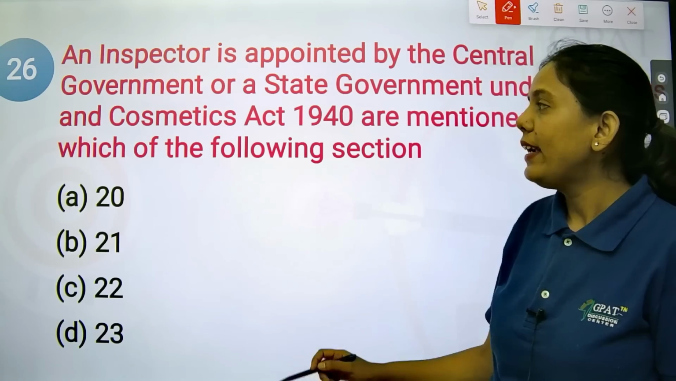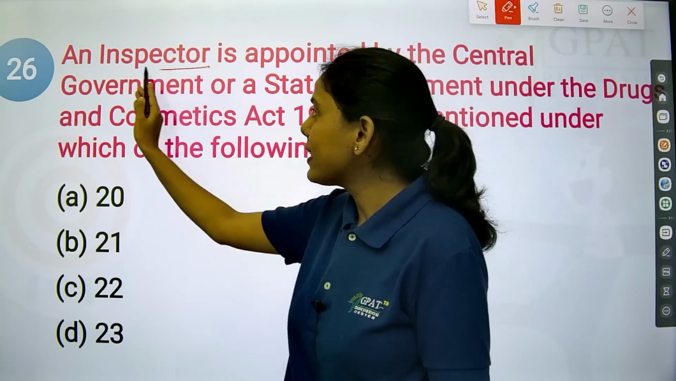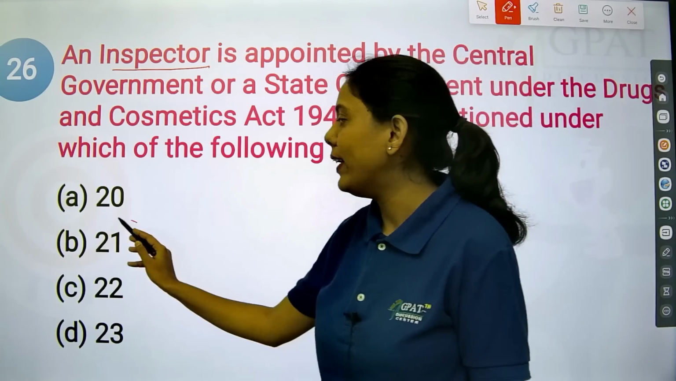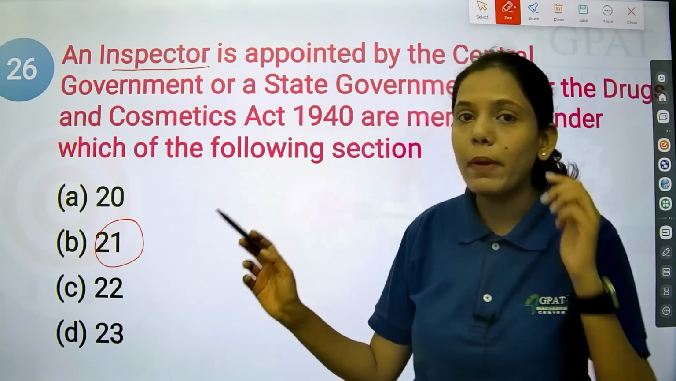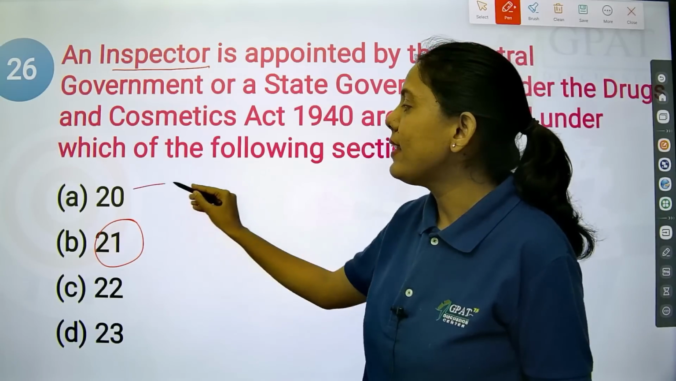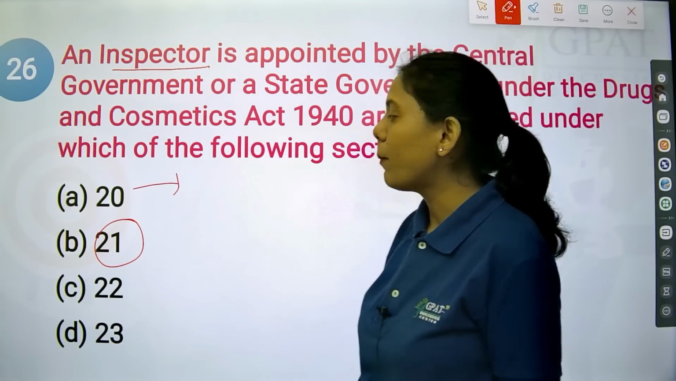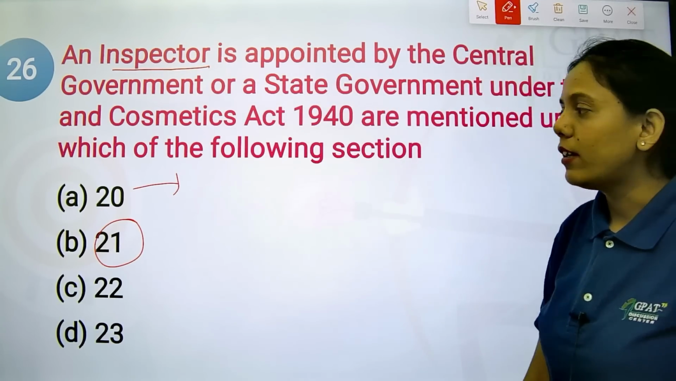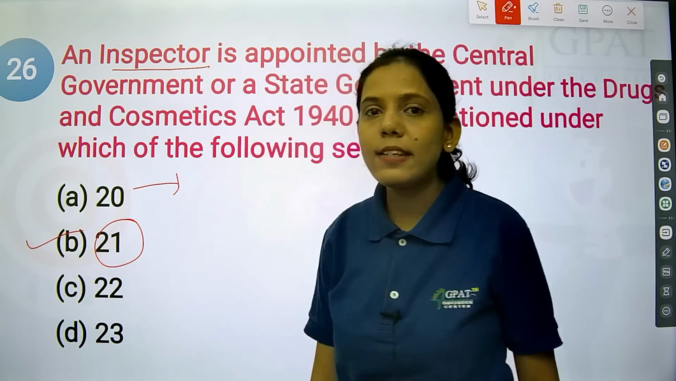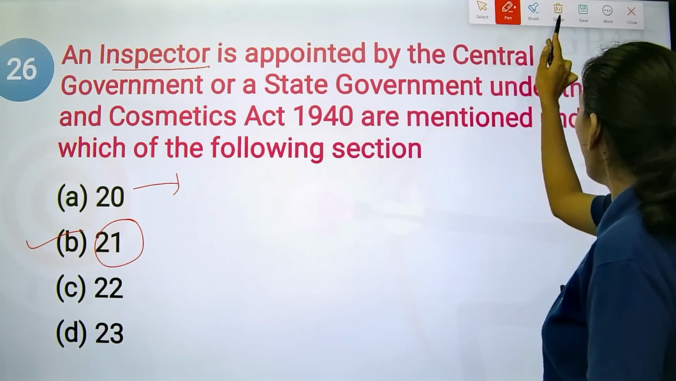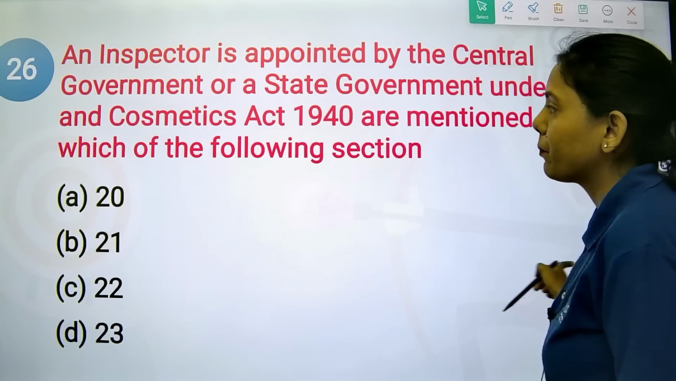So the right answer for inspector is 21. If they are asking about the inspector, that is section 21. Section 20 is for the government analyst, but for the inspector, option B is the right answer, that is section 21.